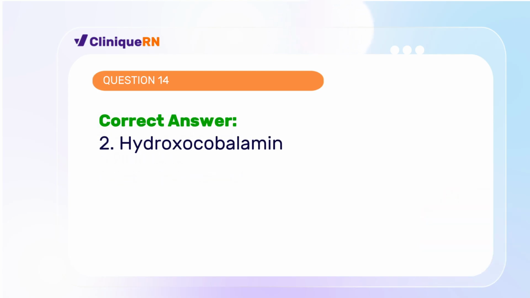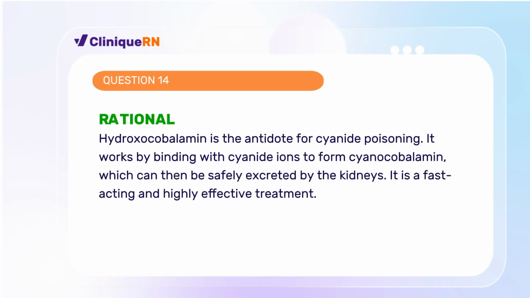Correct answer: 2. Hydroxocobalamin. Rationale: Hydroxocobalamin is the antidote for cyanide poisoning. It works by binding with cyanide ions to form cyanocobalamin, which can then be safely excreted by the kidneys. It is a fast-acting and highly effective treatment.